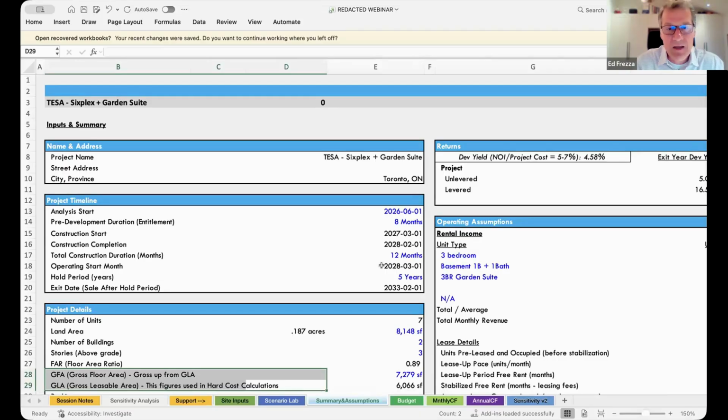You can see that the analysis start, which is E13, we're starting with June 1st. Why? Because there's no point starting May 1st. There's always going to be a period of time that clients approach us and they're either looking at potentially buying a property or they've already bought a property. So there's a lag period. So we'll pick a month in the future. June 1st is a good place to start. The next is the pre-development duration, entitlement.